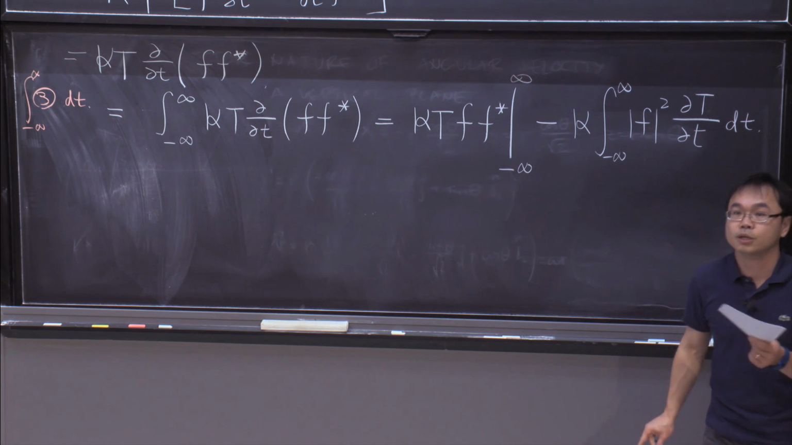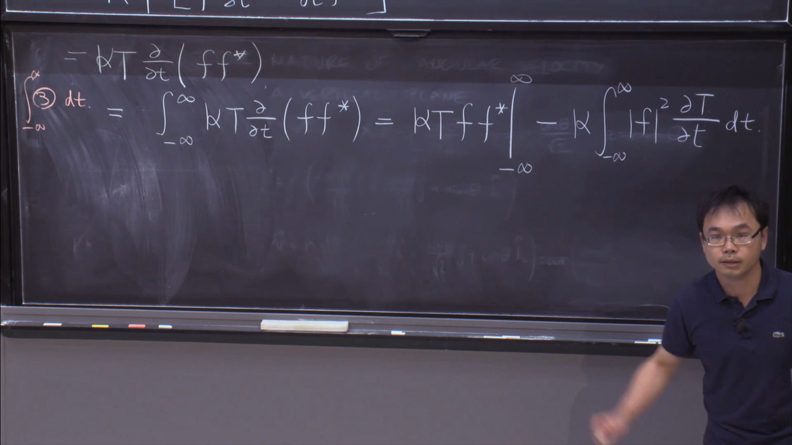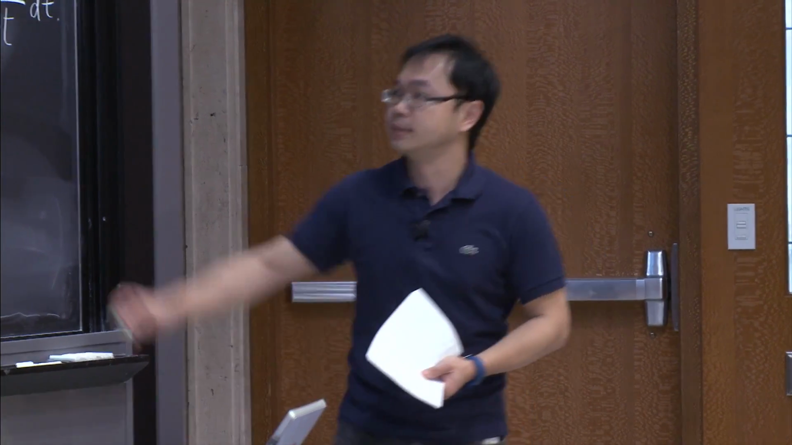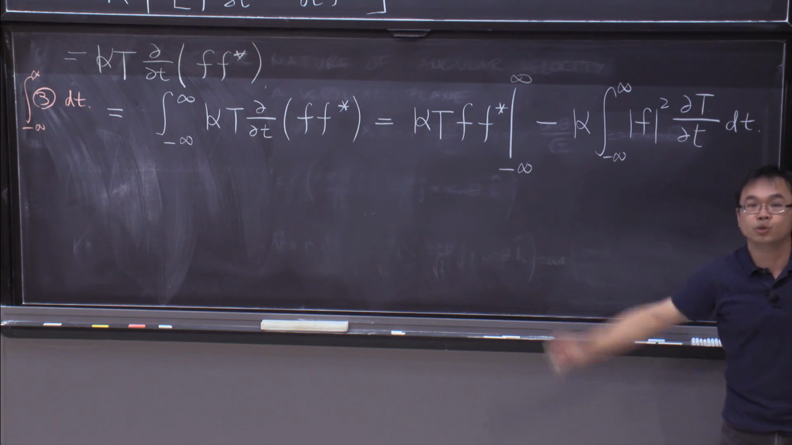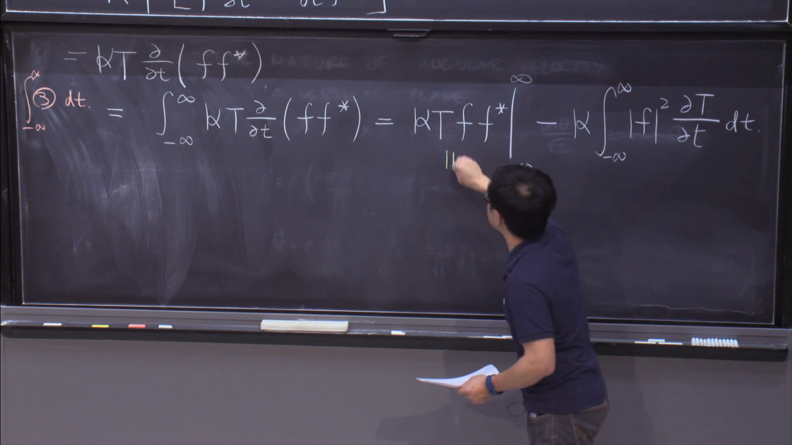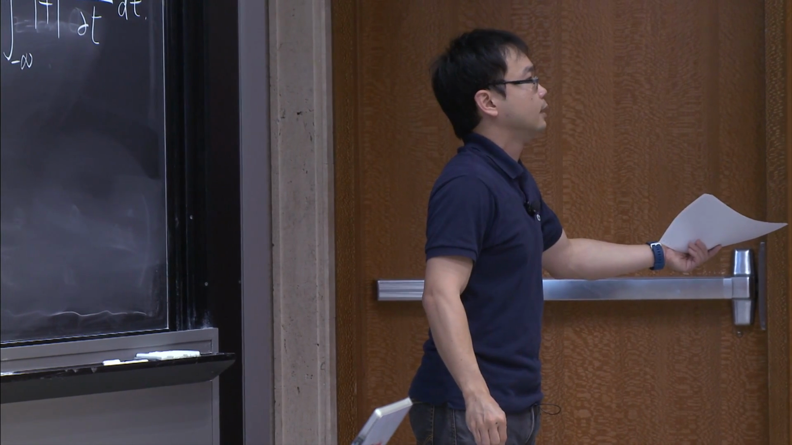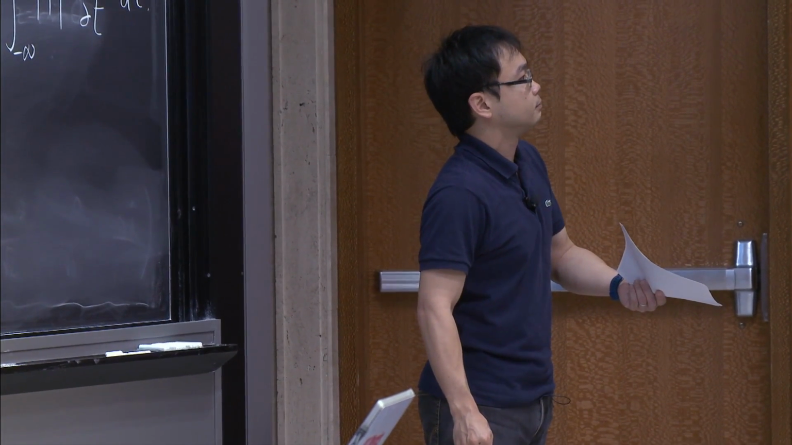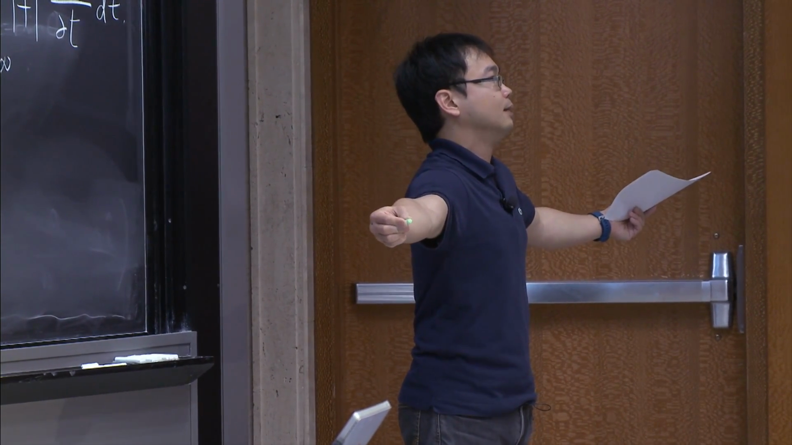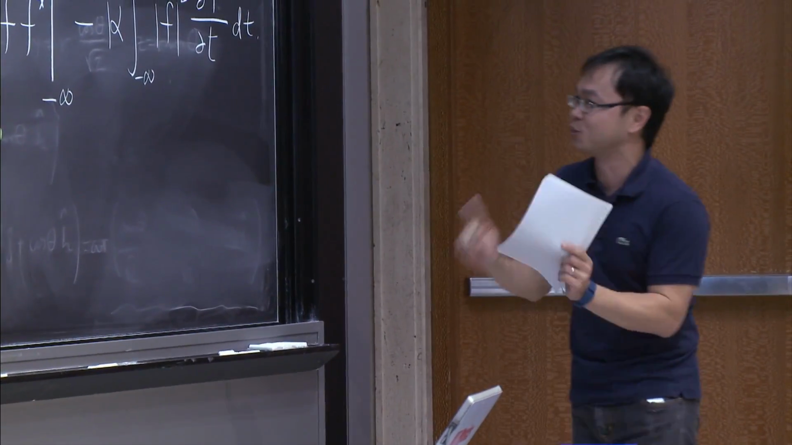Okay. If you assume that your f function is localized, confined in some specific range of time, instead of spreading out over the whole universe, that means this term will be equal to 0, right? Because it's evaluated at plus infinity time and minus infinity time. If the f function is localized, then at the boundary of time, you are going to get 0. So this term disappears. Very good. We solved one problem.